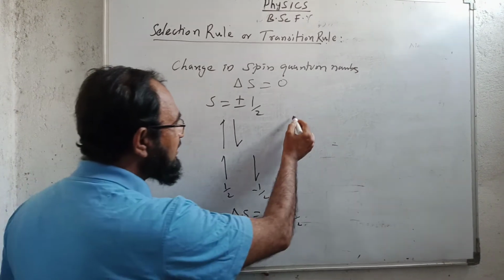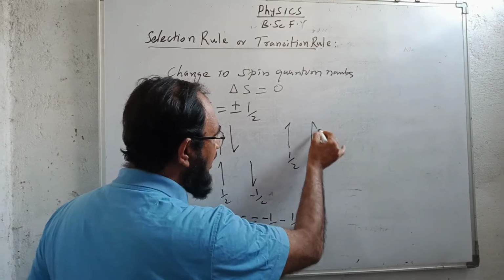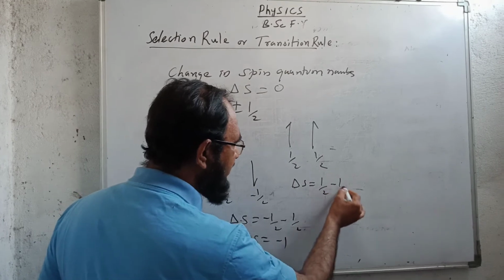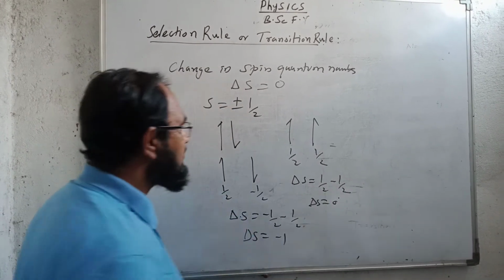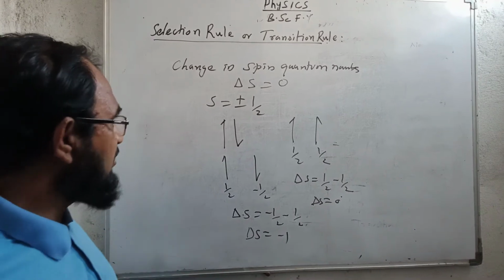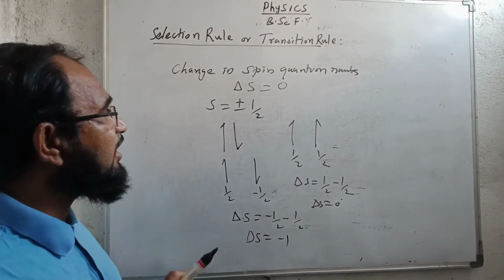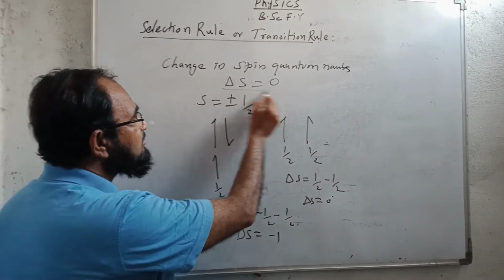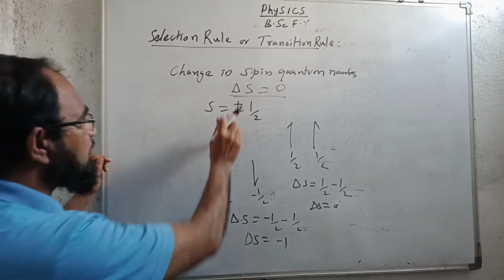But when S1 is half and S2 is also half, then delta S is equal to half minus half, that is delta S is equal to 0. This is the allowed transition. So the first rule is that the change in the spin quantum number, delta S, should be equal to 0. Now come to the second rule.